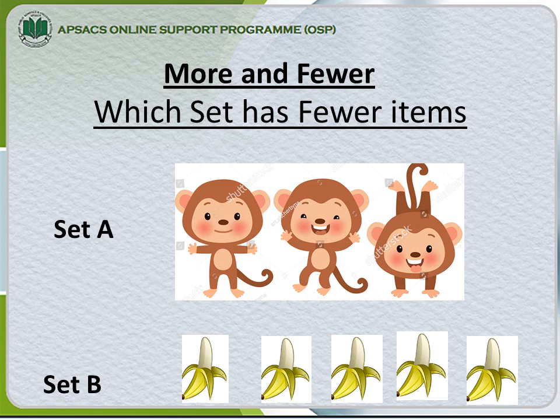Which set has fewer items? Fewer means less. Which set has fewer or less items? Can you guess it? Yes, set A. Set A has fewer items. It has only 3 monkeys. And set B has 5 bananas. Very good.